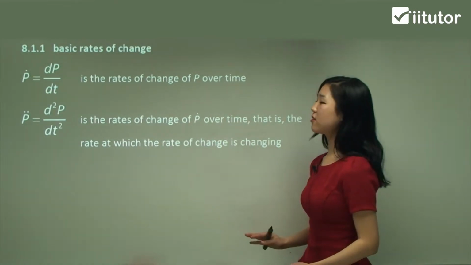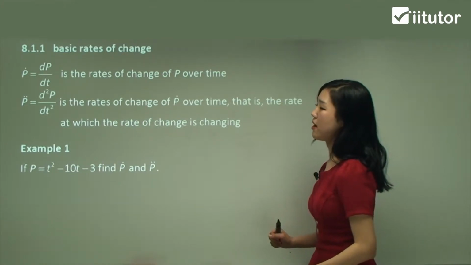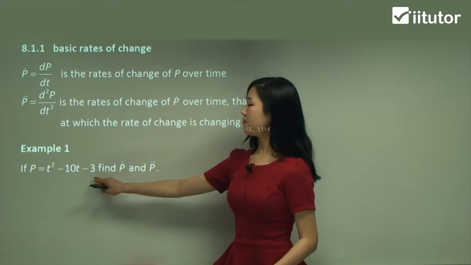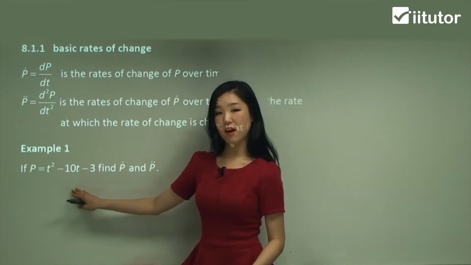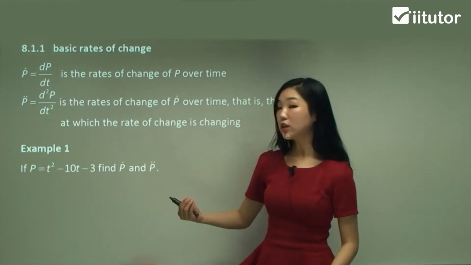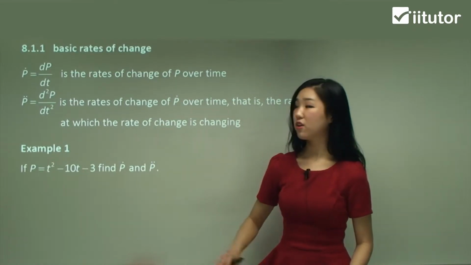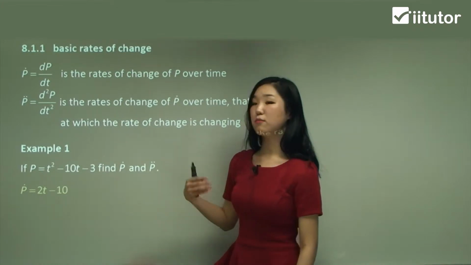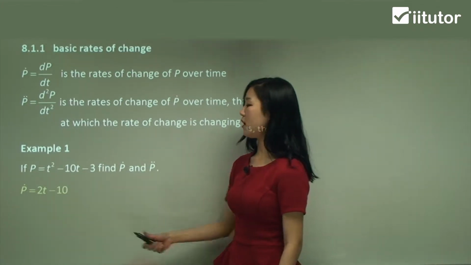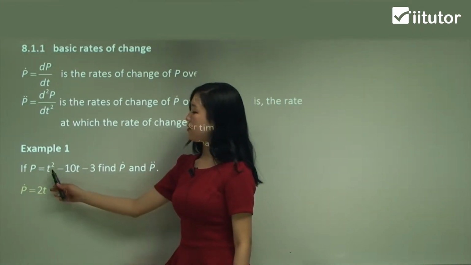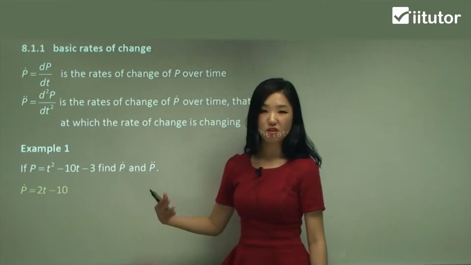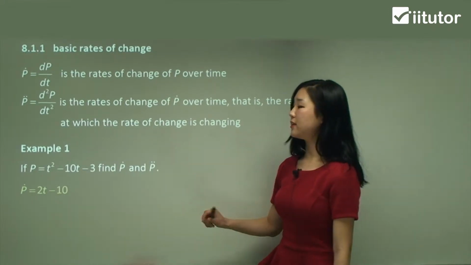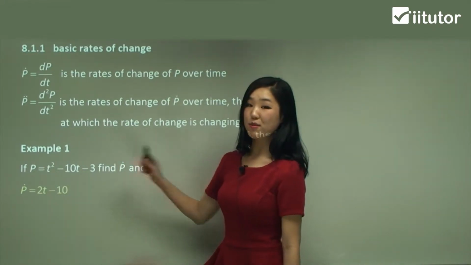Okay, so I'll go through a little example, starting with example 1. If P is given by this expression, and you can see it's in terms of t, the time, find P dot and P double dot. All you need to do is follow these two instructions. P dot is simply differentiate P in terms of t. So you differentiate this one, so it's going to be 2t minus 10. I know you know all your differentiation very well, so I won't go through it, but all I did was differentiate P in terms of t.